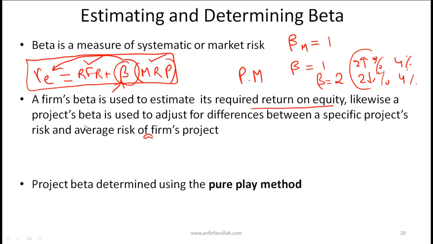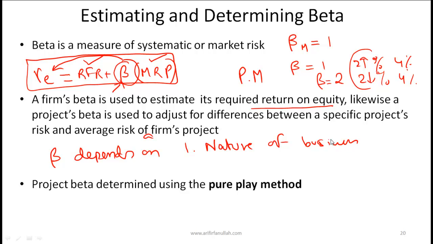Now, again, keeping it rather simple, you can think of beta as depending very simplistically on two things. One, it depends on the nature of the business. Some businesses inherently will be more volatile and more risky, and they will have a higher beta. Some businesses might be very stable and they will have a low beta. So this you can think of as an operational contribution. Then the second thing that beta depends on is leverage. The higher the leverage, the higher the risk, and hence the higher the beta.